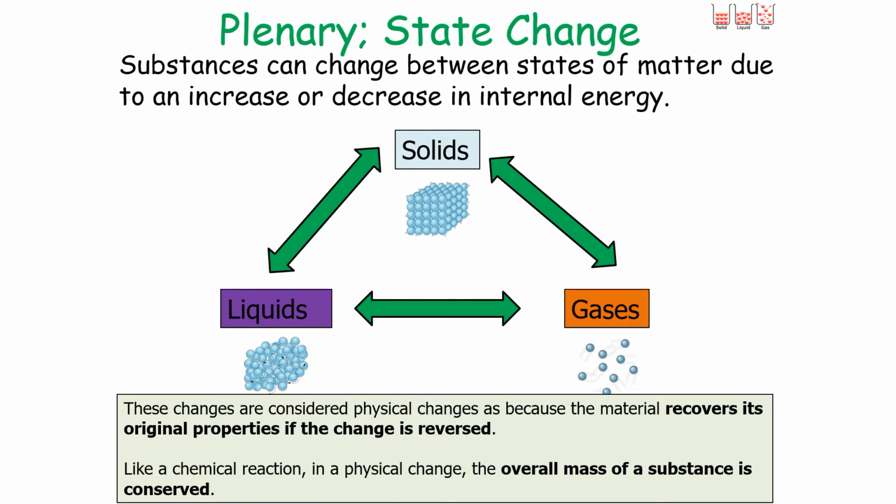But like a chemical reaction, in a physical change, the overall mass of a substance is conserved. So if you had 20 kilograms of a solid and it melted, you'd have 20 kilograms of a liquid, which then, if it boiled, would have 20 kilograms of a gas. The reason for this is because in a physical change, the atoms cannot be created, they cannot be destroyed, they can only change their formation.